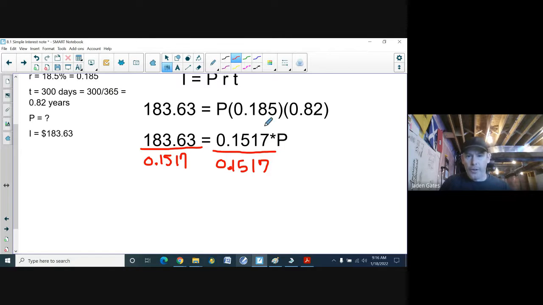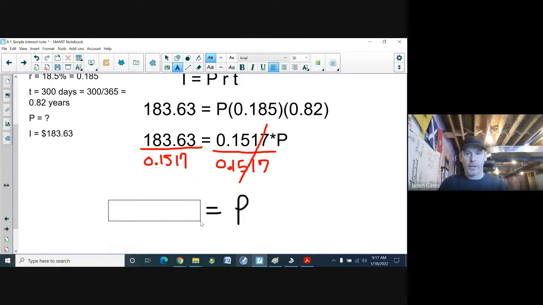All right, so those 0.1517s divide each other out. All I'm left with here is the principal. And let's see here. So the principal, take that 183.63, divide it by our decimal, and let's see here.